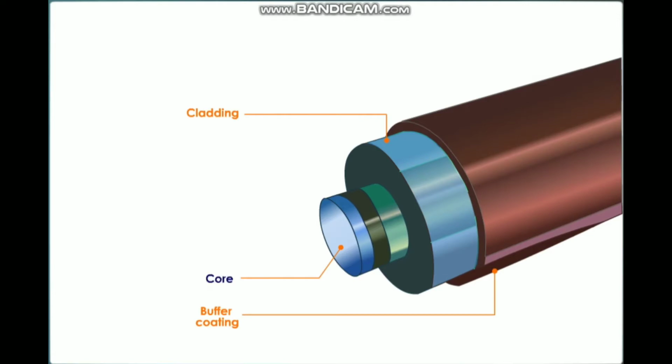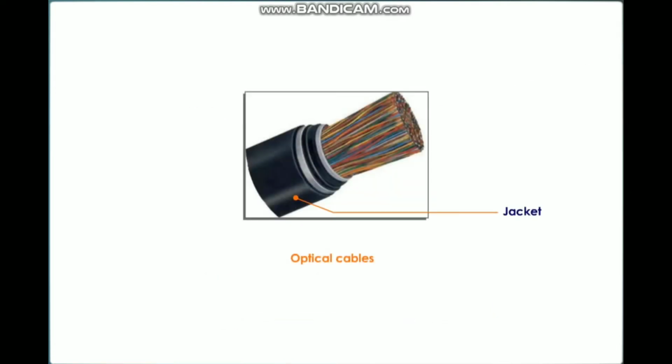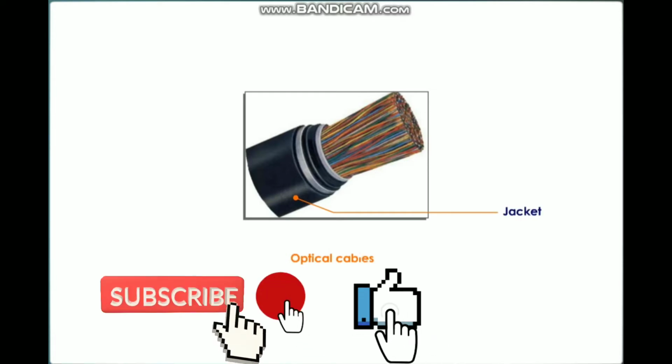Core is the thin glass center of the fiber through which the light travels. Cladding is the outer optical material surrounding the core that reflects the light back into the core. Buffer coating is the plastic coating that protects the fiber from moisture and from any kind of external damage. The bundles are protected by the cable's outer covering called a jacket.